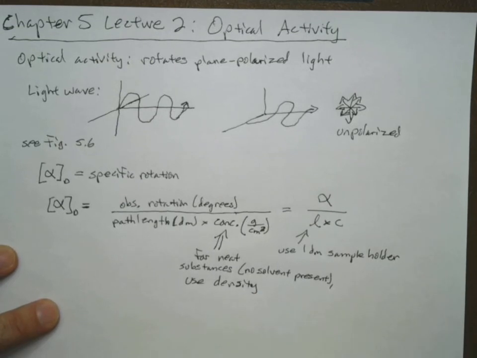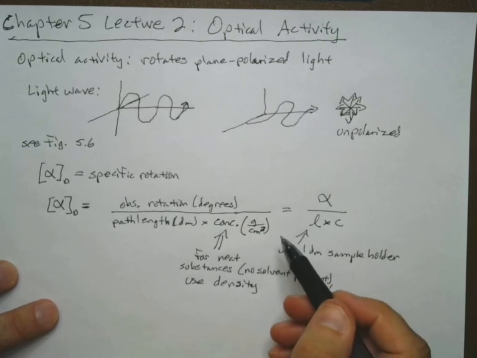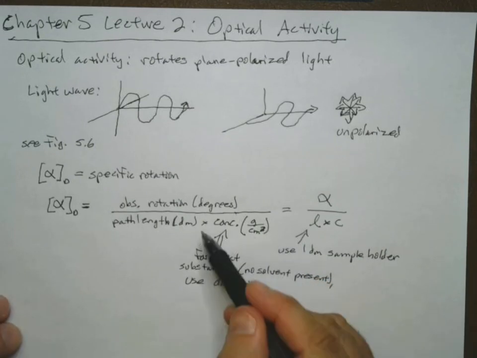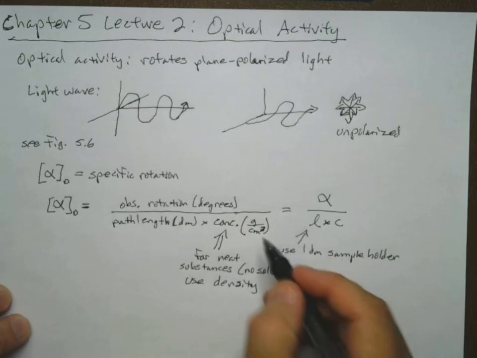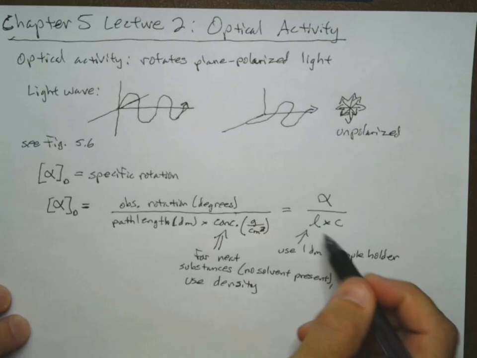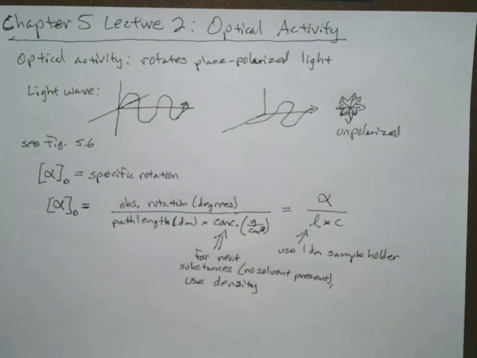So if we actually shine light through a more concentrated sample, we should see a greater rotation. If we have a longer path length, we would get a greater rotation. So you'll have these densities. I'll give them to you, and you can plug those in and actually calculate a specific rotation for your sample or in the lab. Now, a couple more things to mention here.